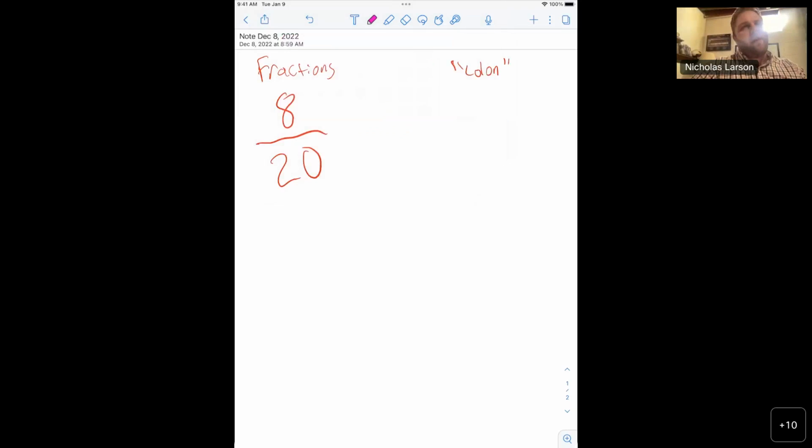So I think about what are all the things that can multiply to get 8? What are all the things that can multiply to get 20? Find the biggest one, that's going to be 4. So I'm going to divide the top and the bottom by 4 and get, hey, if I have a ratio of 8 to 20, that's actually the same exact thing as saying 2/5.